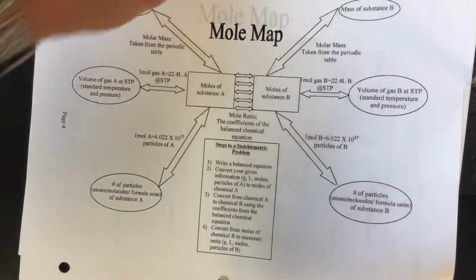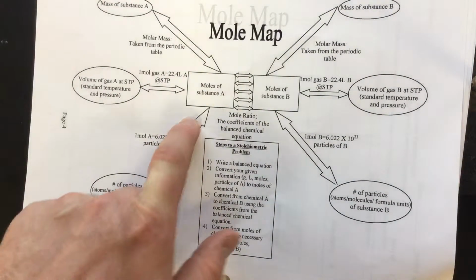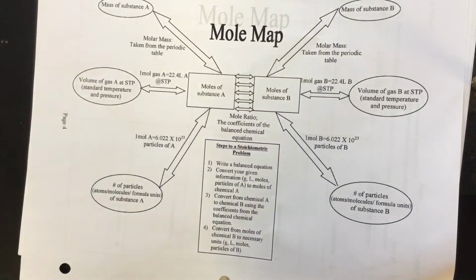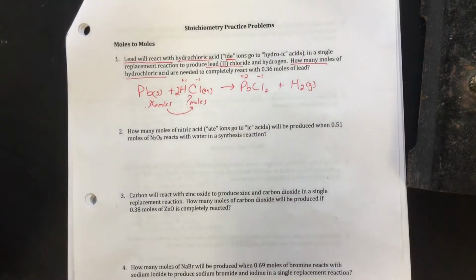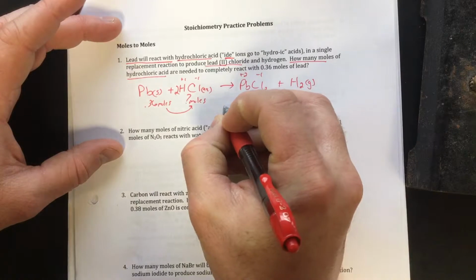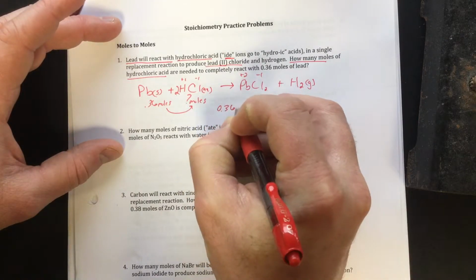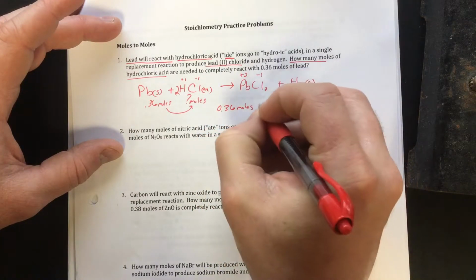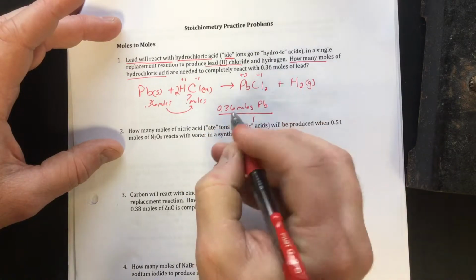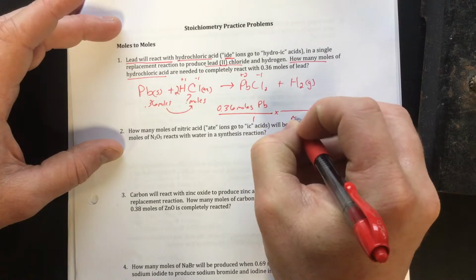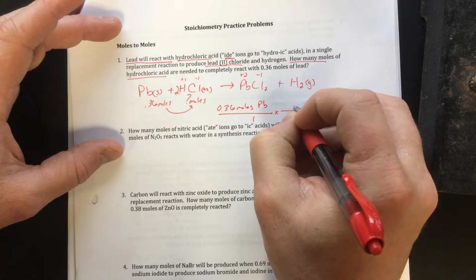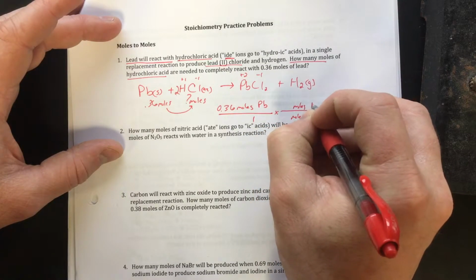If you look on the mole map page, if I'm going to switch from one chemical, lead, to another chemical, hydrochloric acid, you have to be in moles of both. That way you can use the moles of the balanced chemical equation. So let's go ahead and write our fraction work. We have 0.36 moles of lead. It's really important that you have a number, a unit, and a chemical label. We're going to cancel moles of lead, and we're going to go to moles of HCl.